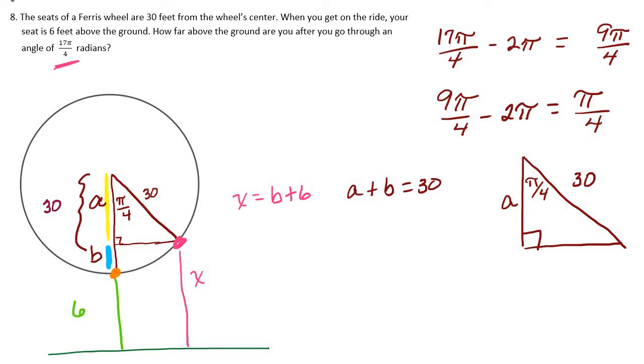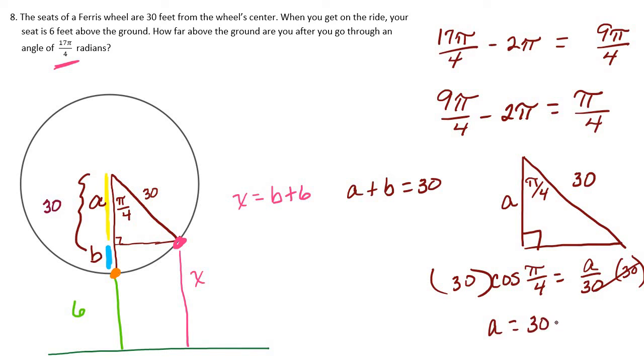So that relationship is cosine. Cosine is adjacent over hypotenuse, so A over 30. To solve this for A, I multiply both sides of my equation by 30, so the 30's cancel. So A equals 30 times the cosine of pi over 4.